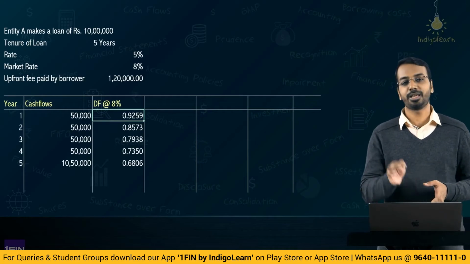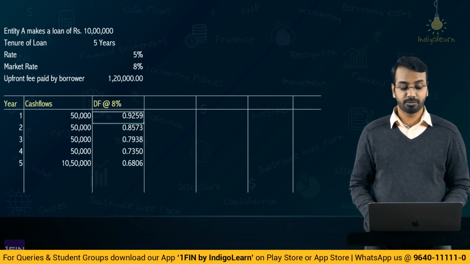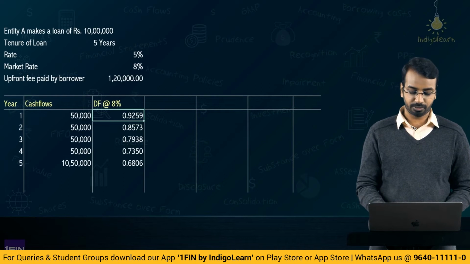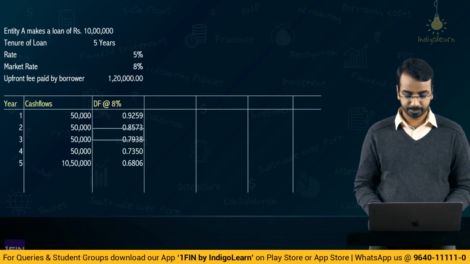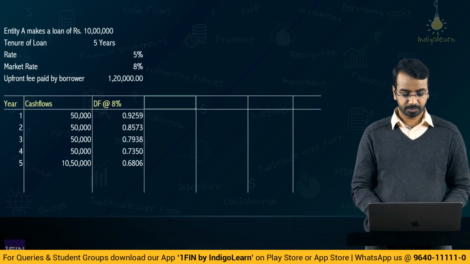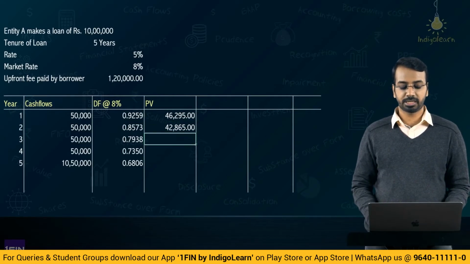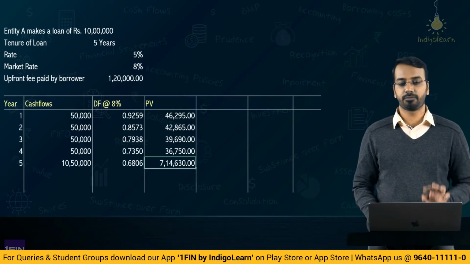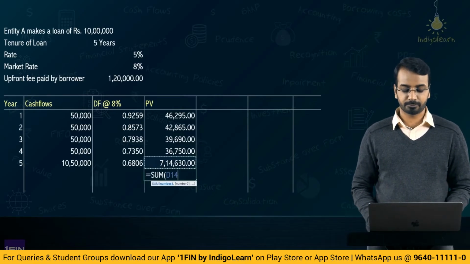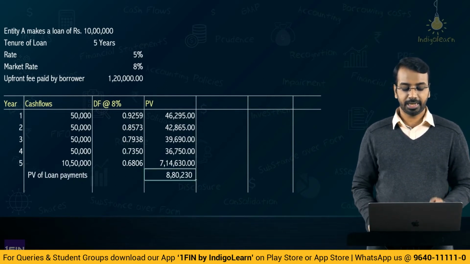Now here, because I am doing on an Excel, the amounts will be exact, but because you will be using calculator and rounding off, the amount will be different. So what I will do is, especially in this chapter, instead of using actual numbers given by Excel, I will also punch it hard using hard code 0.9259, 0.8573, 0.7938, 0.7350, and 0.6806. Okay. So, present value will be 50,000 multiplied by 0.9259, 46295, 42865, 36690, 36750, 714630. Right. What is the present value of this? Present value of loan payments is 8,80,230.